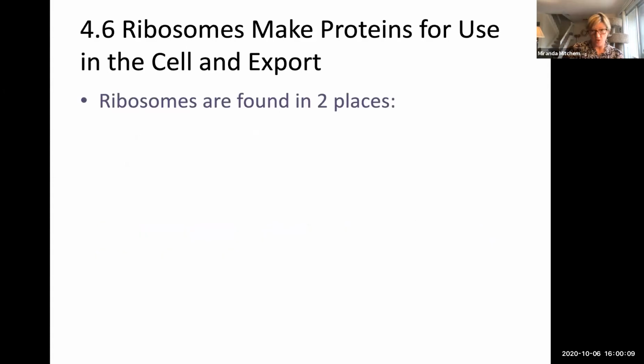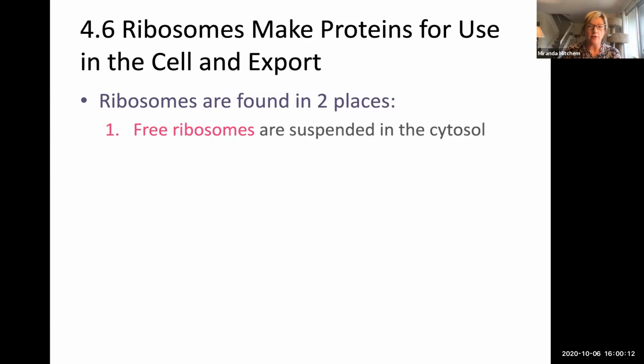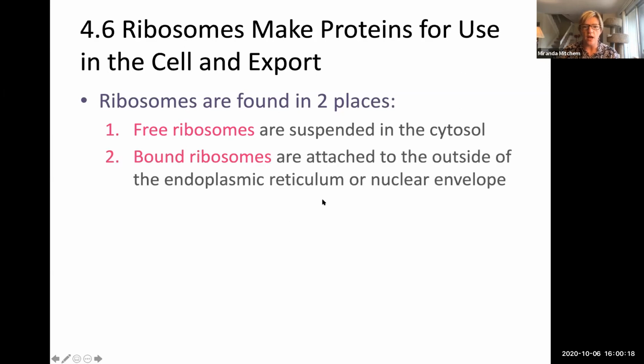Now, ribosomes are found in 2 places. They are free in the cytosol, as we saw, but there are also ribosomes that are bound onto the endoplasmic reticulum or the nuclear envelope. Let's look at those.